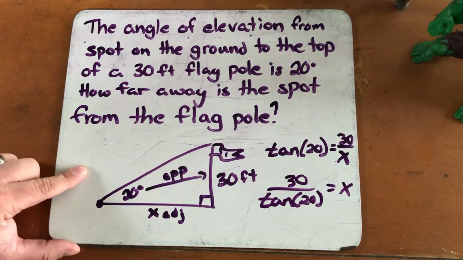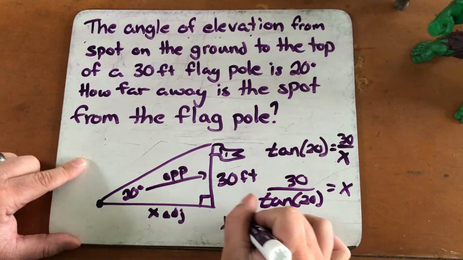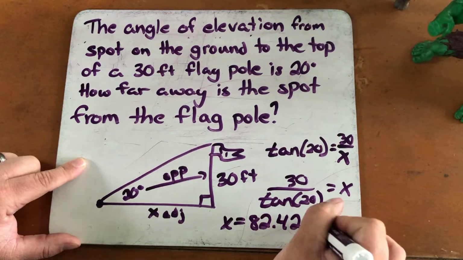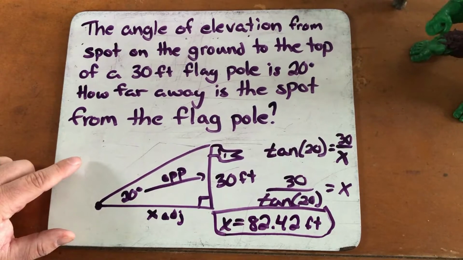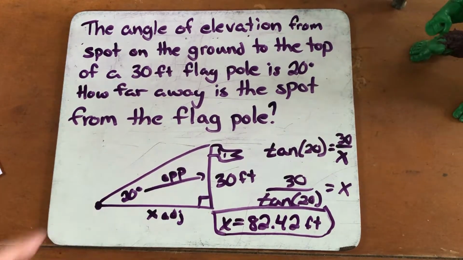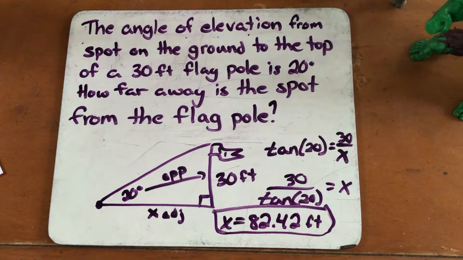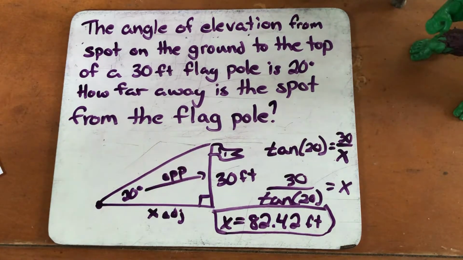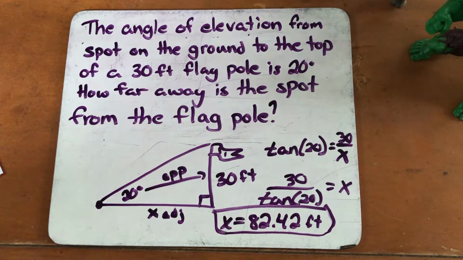When I do 30 divided by the tangent of 20, I find out that x is 82.42 feet. So the spot is 82.42 feet away from the flagpole if the angle of elevation is 20 degrees and the height of the flagpole is 30 feet. Now, notice that since this says feet, this is feet, so make sure you put your units.